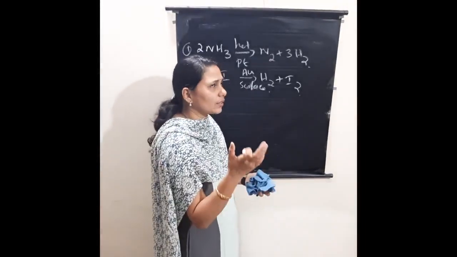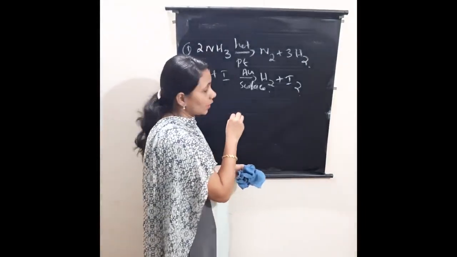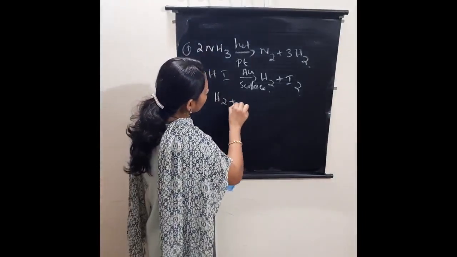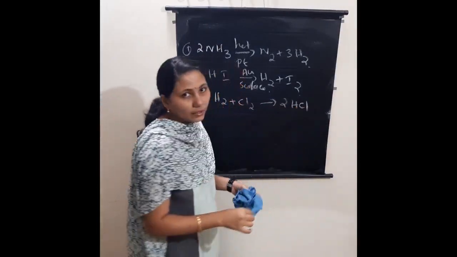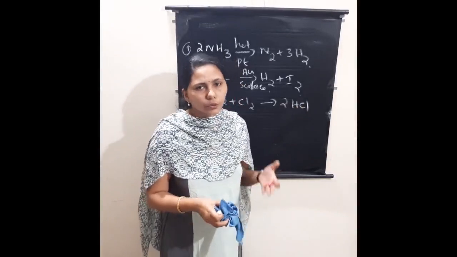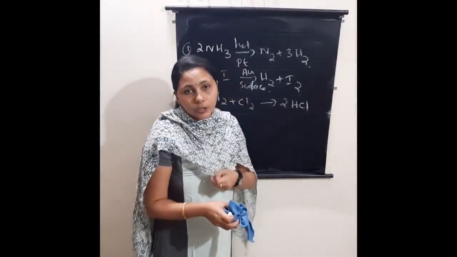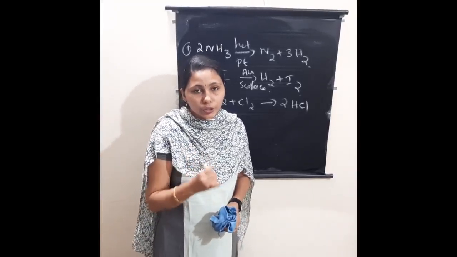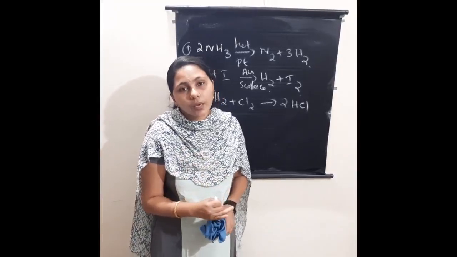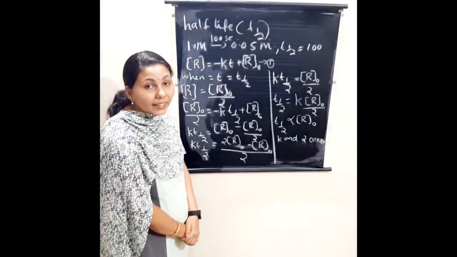Then you can write this one also, formation of hydrogen chloride, that is hydrogen plus Cl2 gives 2HCl. That you can also write as an example. One or two is enough as examples for a zero order reaction. So that is about the integrated rate equation and examples for the zero order reaction. Clear, all of you? Next is t half.